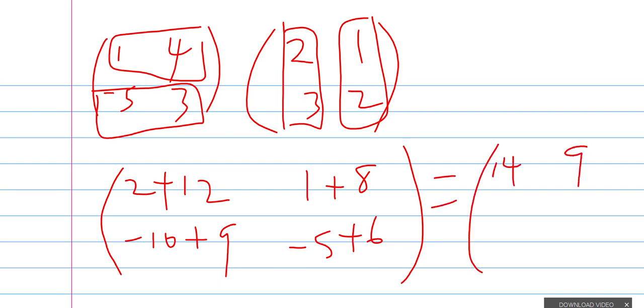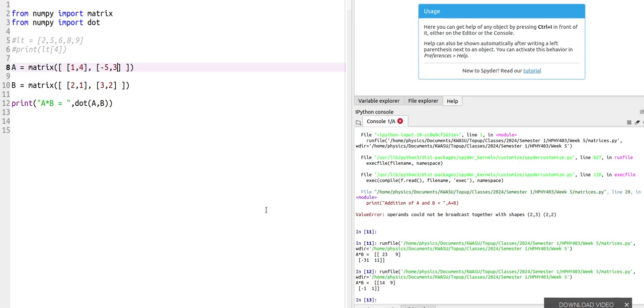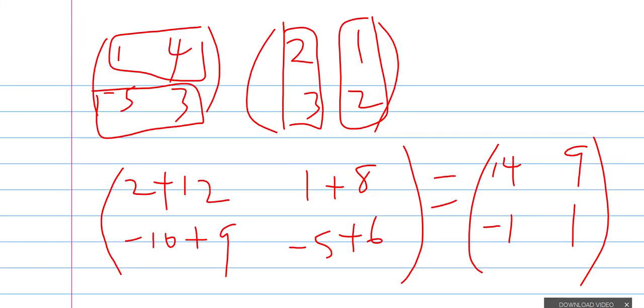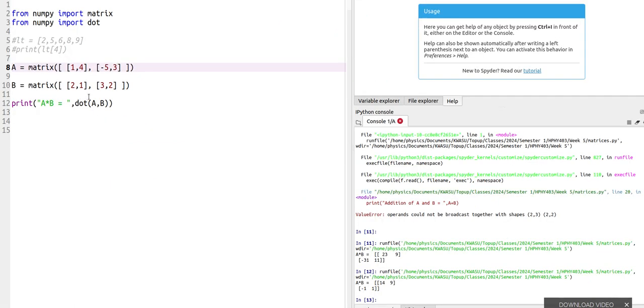So this will be 14, 9. This is minus 10, right? That will be minus 1, then 1. So 14 9 minus 1 1. So that is the correct answer. So that's how you do multiplication of matrices.